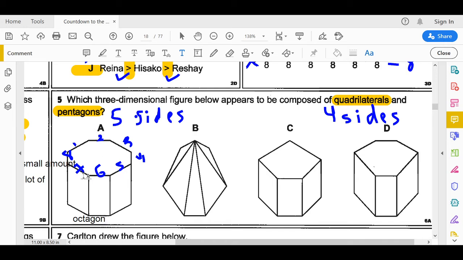The others are quadrilaterals. 1, 2, 3, 4. But we already have an octagon here, so that is not a good option. Let me just eliminate it.